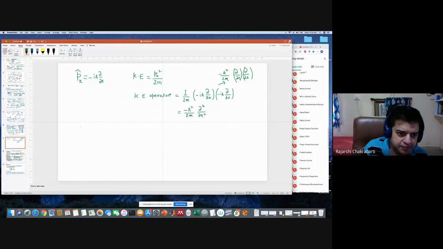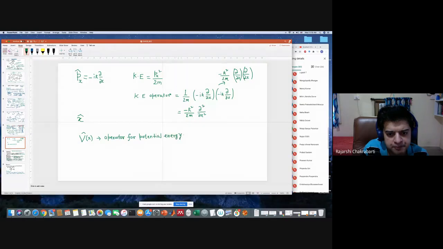Just tell me. For position, you have this x hat, which is multiplication. And what about this? I also have V(x). You can put a hat there. This is the operator for potential energy. This is kept like this.